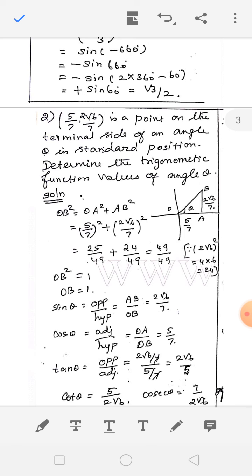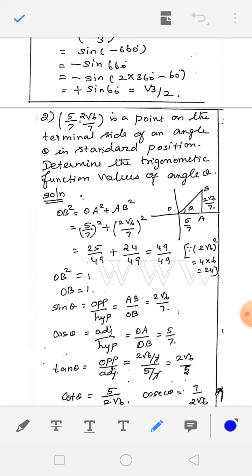5 by 7, 2 root 6 by 7 is a point on the terminal side of an angle theta in standard position. Determine the trigonometric function values of angle theta. Trigonometric values, if they're given, what does it mean? We have to find out sin theta, cos theta, tan theta, cot theta, and so on. So what are the values they have given? 5 by 7, 2 root 6 by 7.